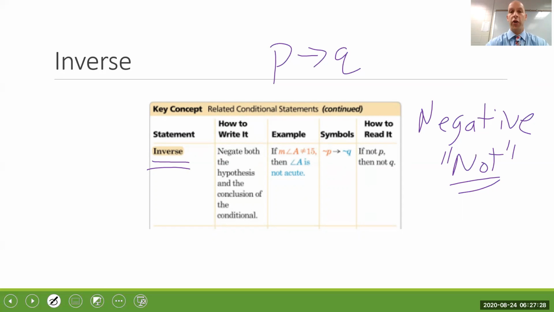So if I'm going to do the inverse of P arrow Q, then it's going to be written like this. Tilde P arrow tilde Q. Notice that P and Q did not get switched around in order, but we negate them. So our original statement was, if the measure of angle A is 15, then angle A is acute. The inverse of that would be, if the measure of angle A is not 15, then angle A is not acute.